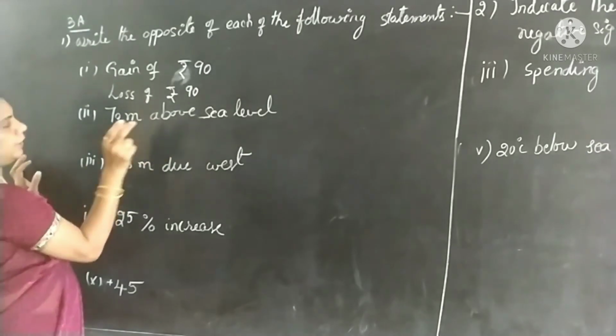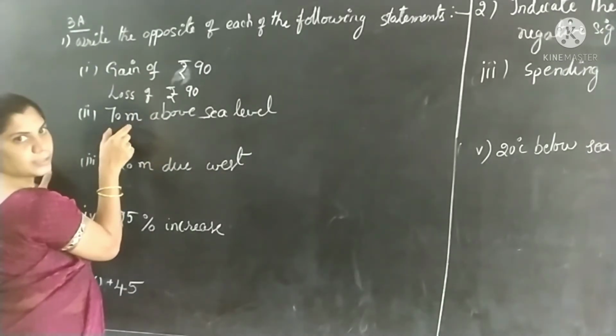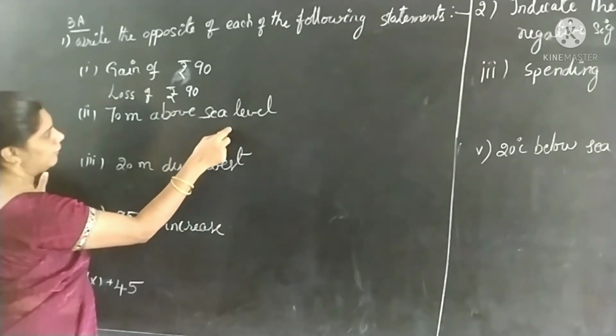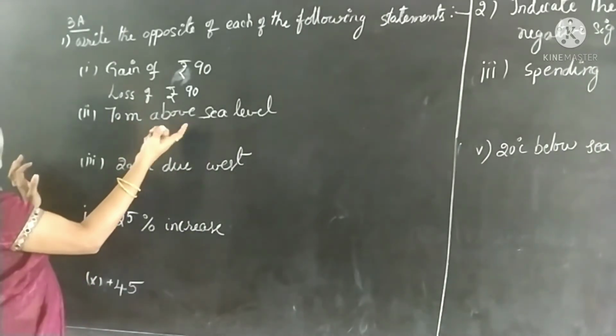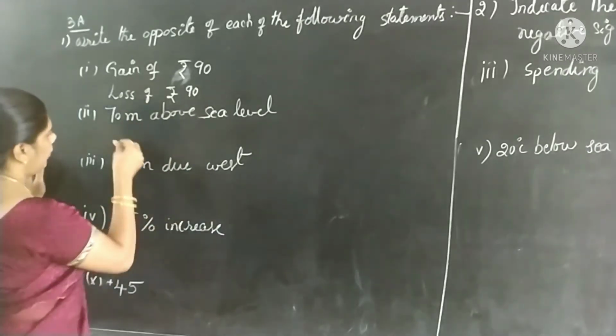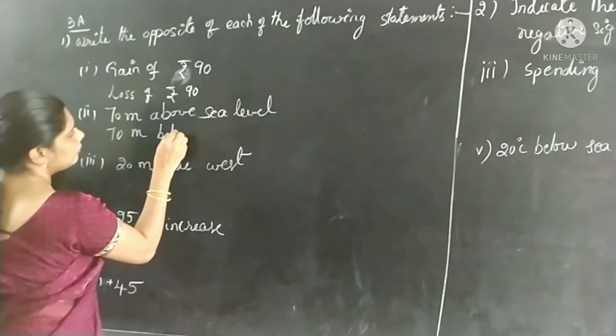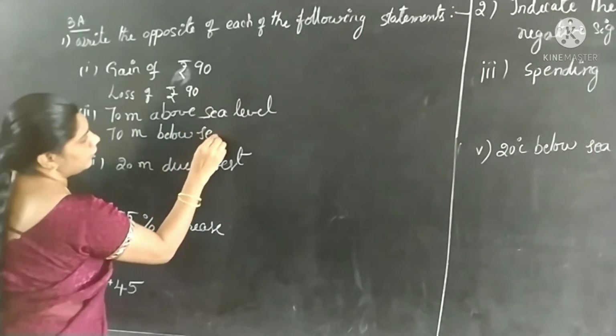Now see the next one, 70 meters above sea level. We are writing the statement only; we are not touching the numbers here. So what is the opposite of above? Below. Write down 70 meters below sea level.